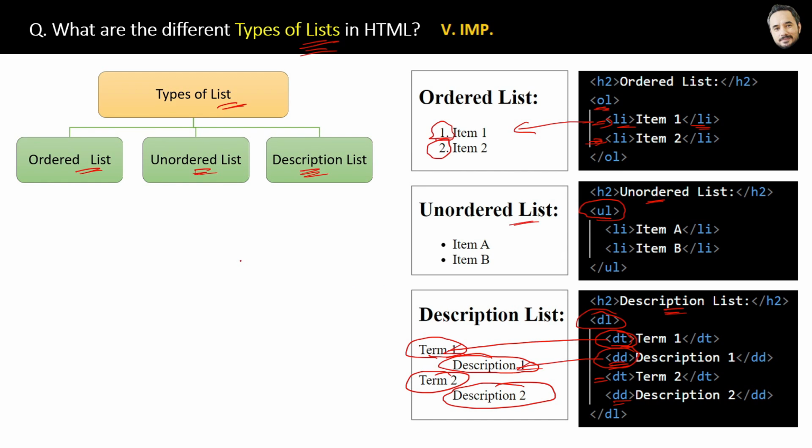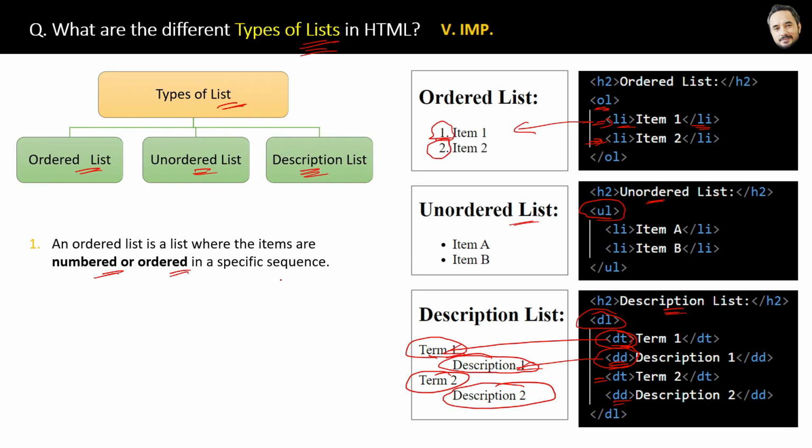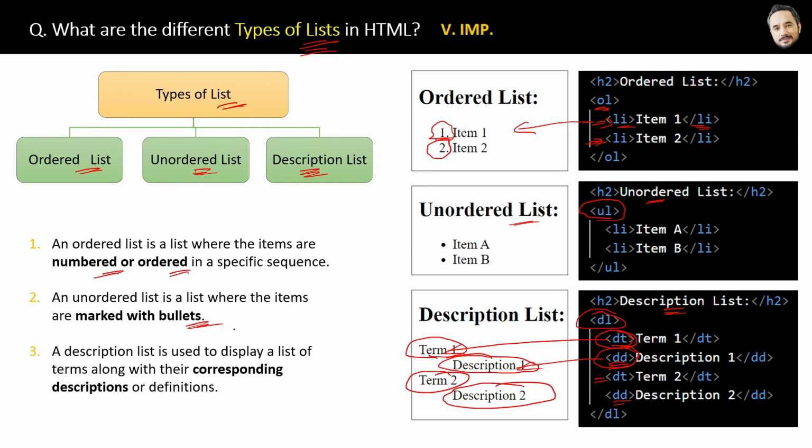So great. Now here is the theory and conclusion. An ordered list is a list where the items are numbered or ordered in a specific sequence. Second, an unordered list is a list where the items are marked with bullets. Last but not the least, a description list is used to display a list of terms along with their corresponding descriptions or definitions. Okay, that's it.